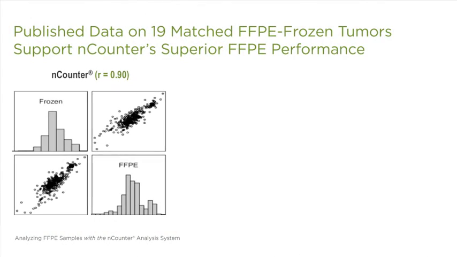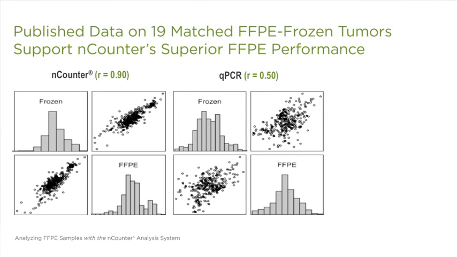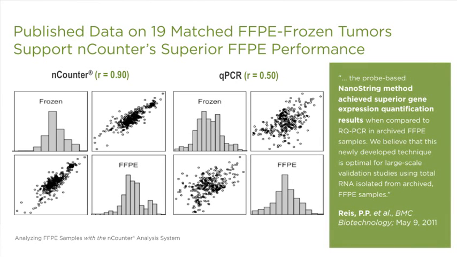The figure on the left shows the nCounter data, which had a Pearson's correlation between all FFPE and fresh frozen samples of 0.90. The figure on the right shows the same experiment for qPCR, which had a correlation of just 0.5. The authors conclude that the nCounter system is a superior solution for gene expression analysis of their FFPE samples, especially when it comes to large-scale validation studies.